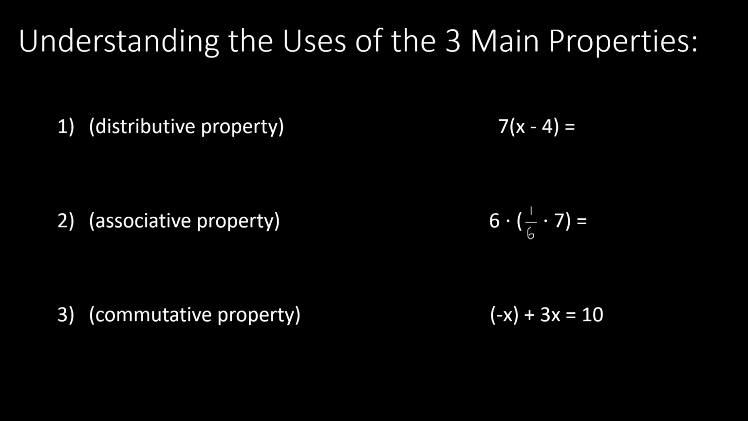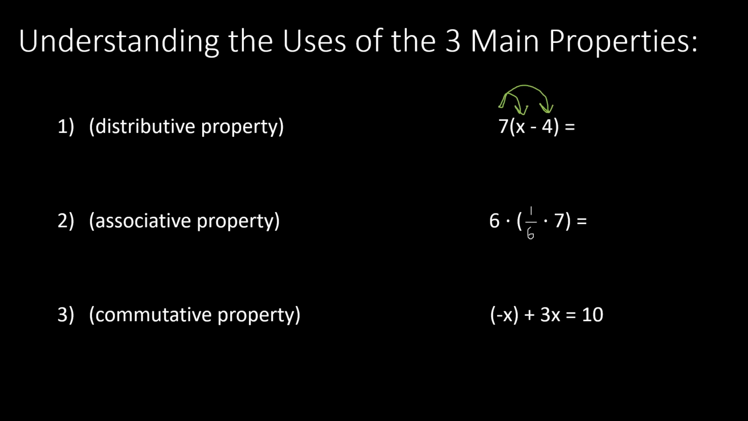Now we have to understand how to use these three main properties in an algebra context. As you can see here, I have provided an example for each of the properties in an algebra context so you can understand it better and in use. First, it's the distributive property. As we learned, we take the 7 and distribute it to the inside terms, so we distribute it to the x and to the 4.